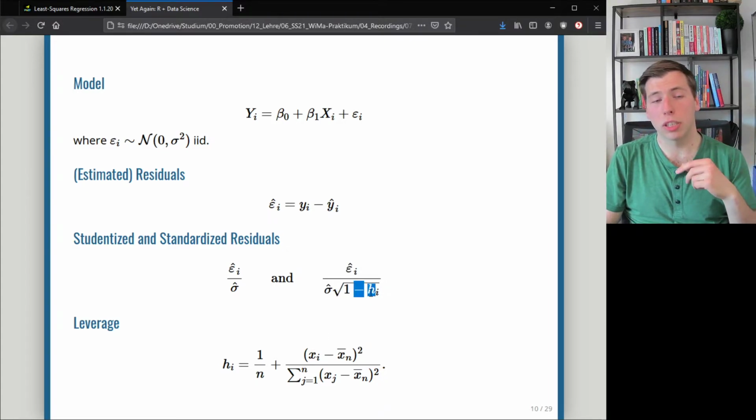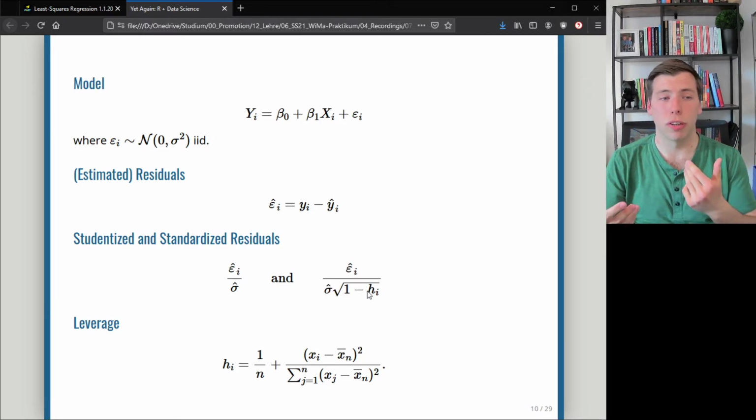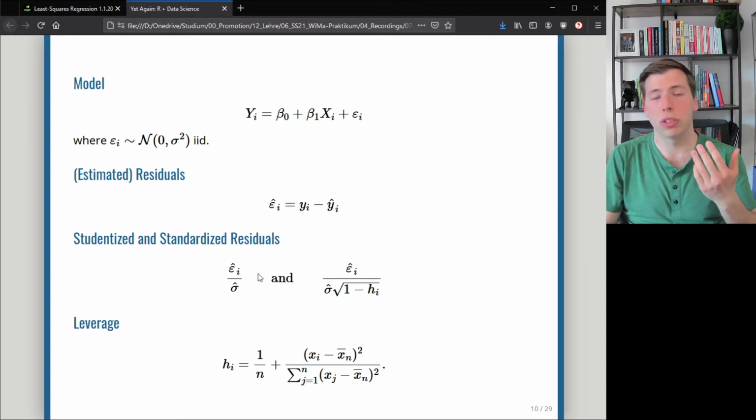So this 1 minus h_i shows up, and the sigma also shows up, and this is why you need both to standardize. And this is why we usually use the standardized residuals instead of the studentized residuals. Okay, and this h_i, incidentally, is also how the leverage is defined.